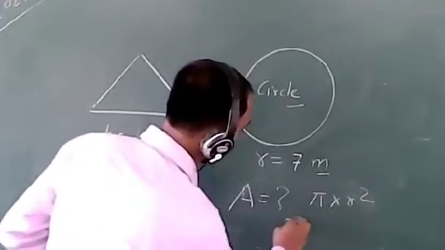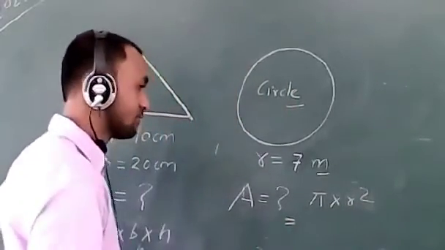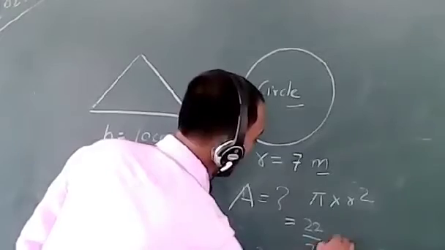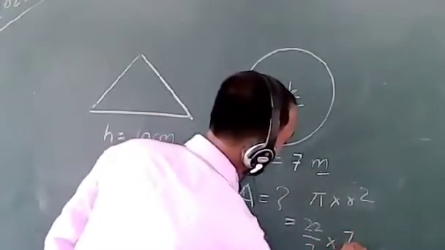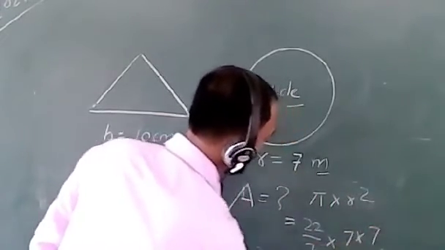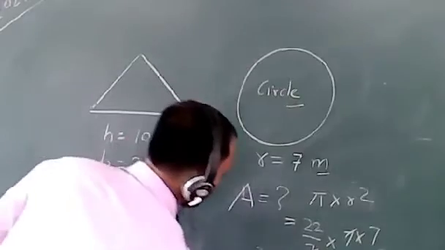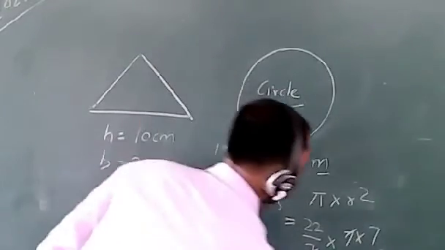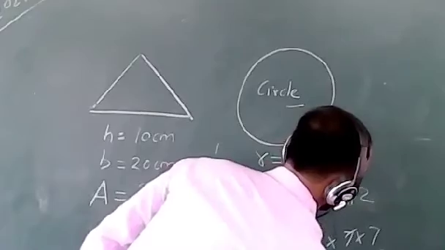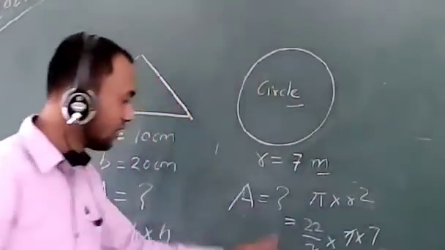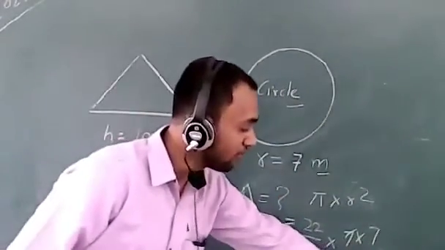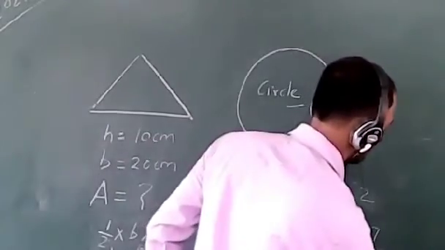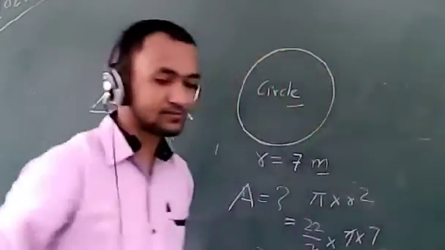And what is the value of pi? 22 by 7. And its radius is given 7 meters, means 7 square, 7 into 7. 7 cancels, that is 22 into 7, 154. And what will be its unit? Meter square. Very good.